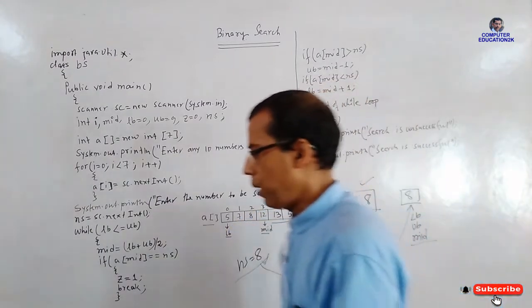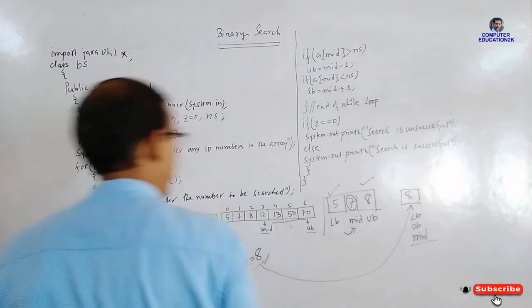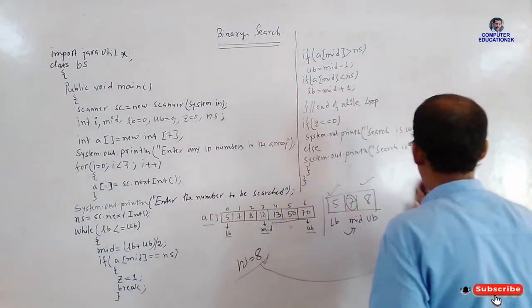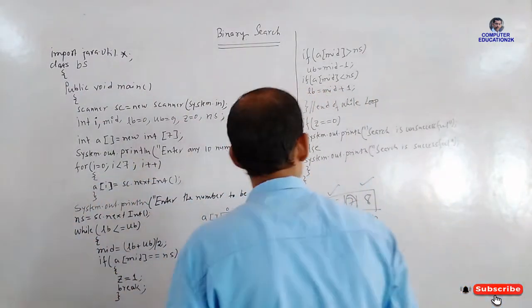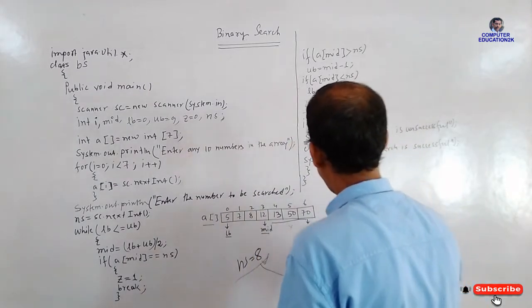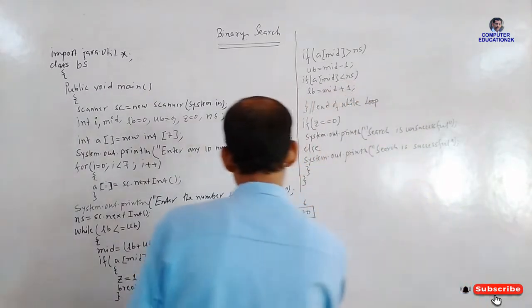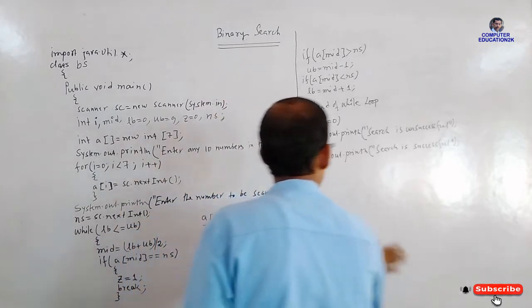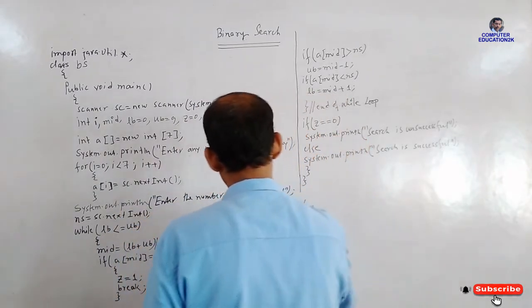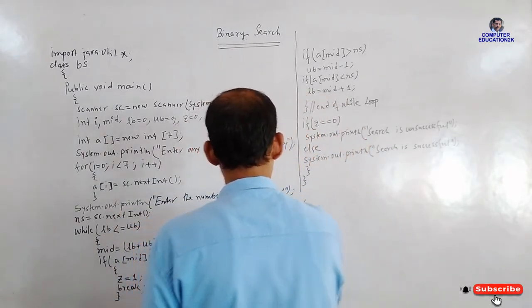Now suppose you want to find the number 70 from the array.